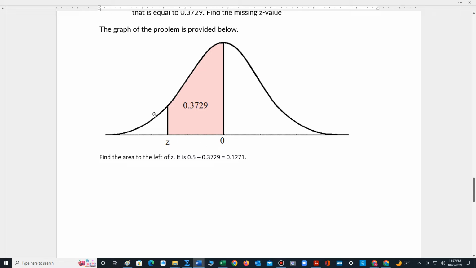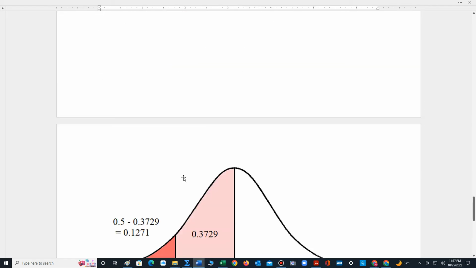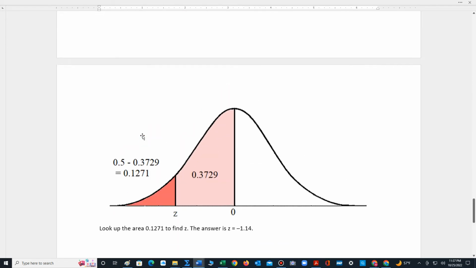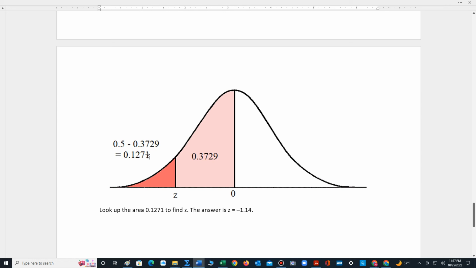What we need to do is first find the area to the left of the z value. If you recall, this whole left side is 0.5. Each half of the normal distribution has an area of 0.5. So 0.5 minus 0.3729 will give us this left tail area, 0.1271.